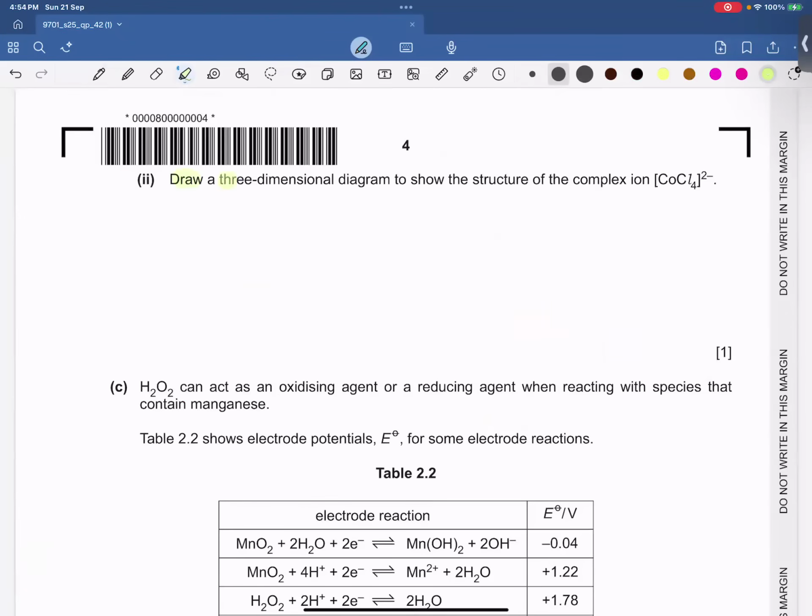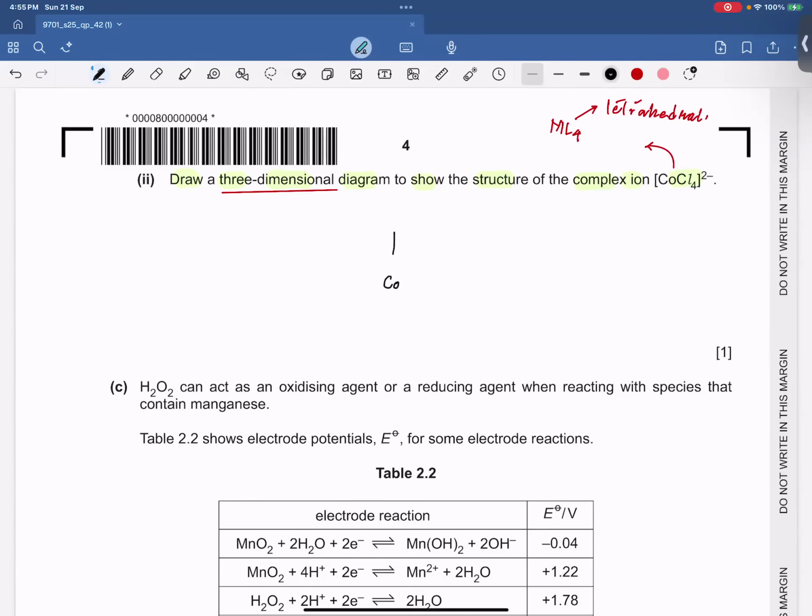Draw a 3-dimensional diagram to show the structure of the complex ion. 3-dimensional structure means 3D structure, and obviously this complex has an ML4 situation. So whenever we have 4 similar ligands attached to a transition metal ion, the geometry is going to be tetrahedral, according to my lecture, if you remember. So this complex ion has a tetrahedral geometry, and I'm going to make it like this.